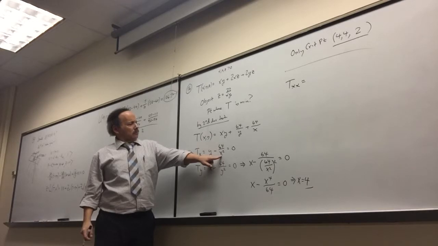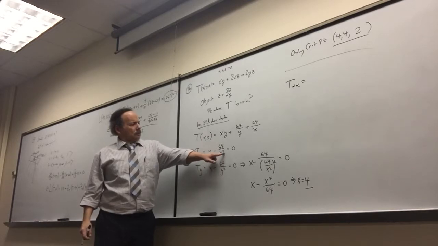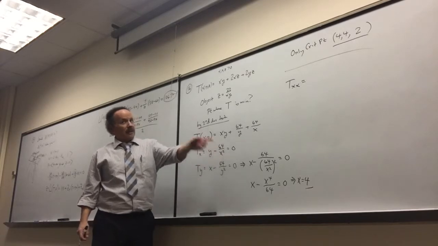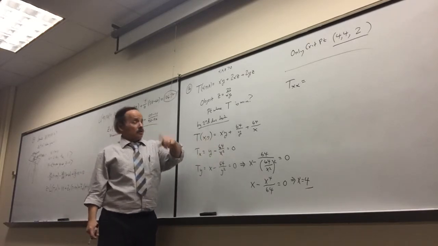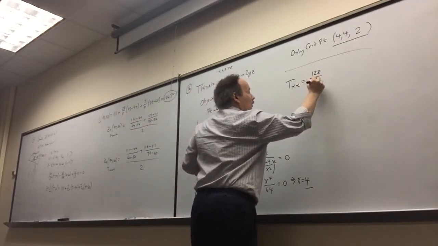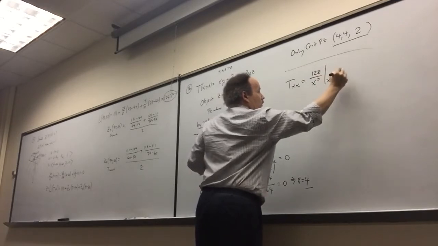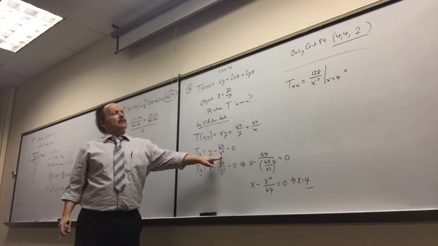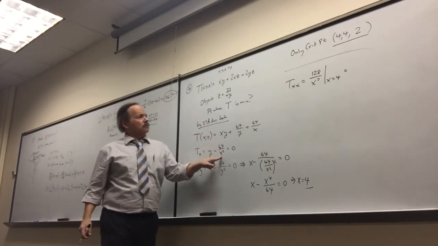Almost. One more time. This is minus 64 x to the minus 2. Oh, it's 128. 128 over x cubed, isn't it? But that's evaluated at x equals 4, so that would be 2.